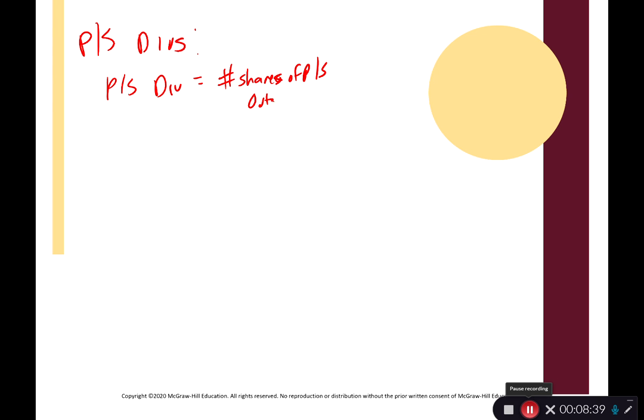Lastly, let's review preferred stock dividends. So with preferred stock dividends, they can either be cumulative or non-cumulative. First thing you need to know is, how do I get my preferred stock dividend? The preferred stock dividend equals the number of shares of preferred stock outstanding times the par of the preferred stock times the dividend percentage.